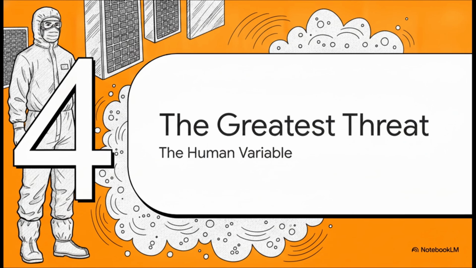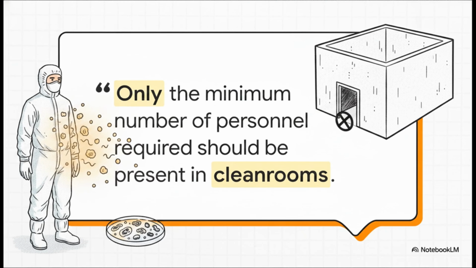Section 4. The greatest threat, the human variable. Despite all this heavy engineering, there's one massive variable the blueprint has to account for. And, well, that threat is us. Humans are literally walking microbial ecosystems. We shed thousands of skin cells and particles every single minute, which is exactly why the WHO dictates such incredibly strict limits on personnel inside the fortress. We are the ultimate wildcard.